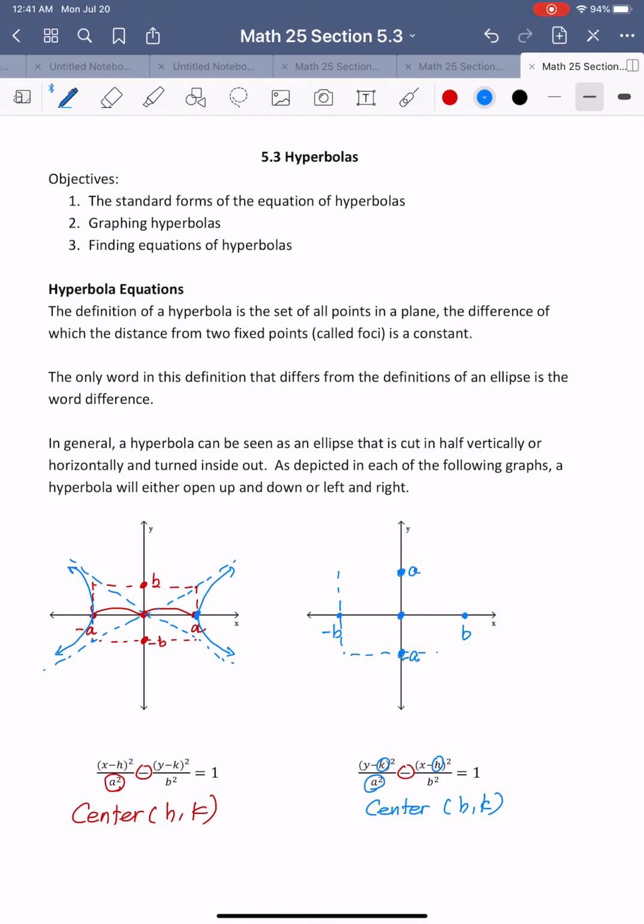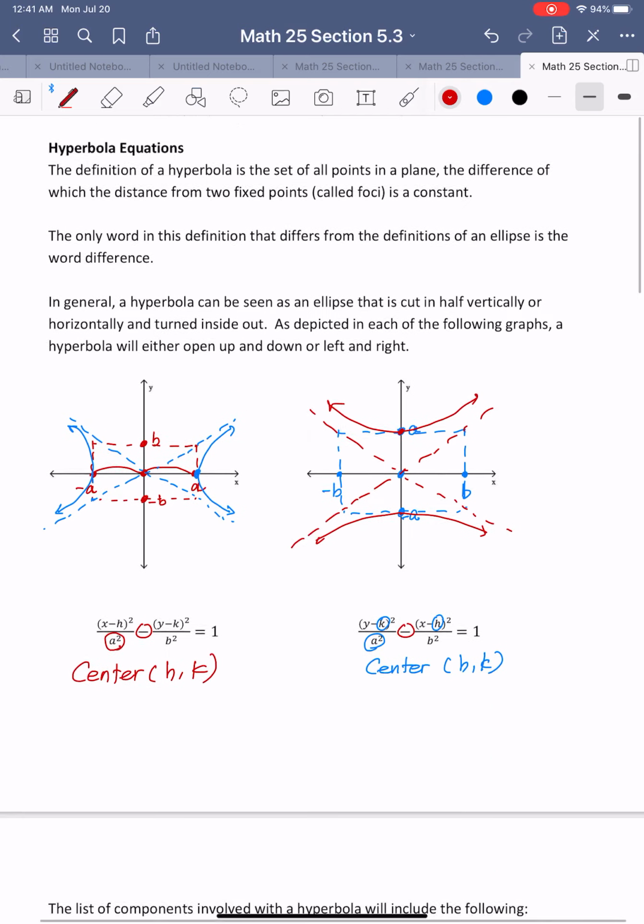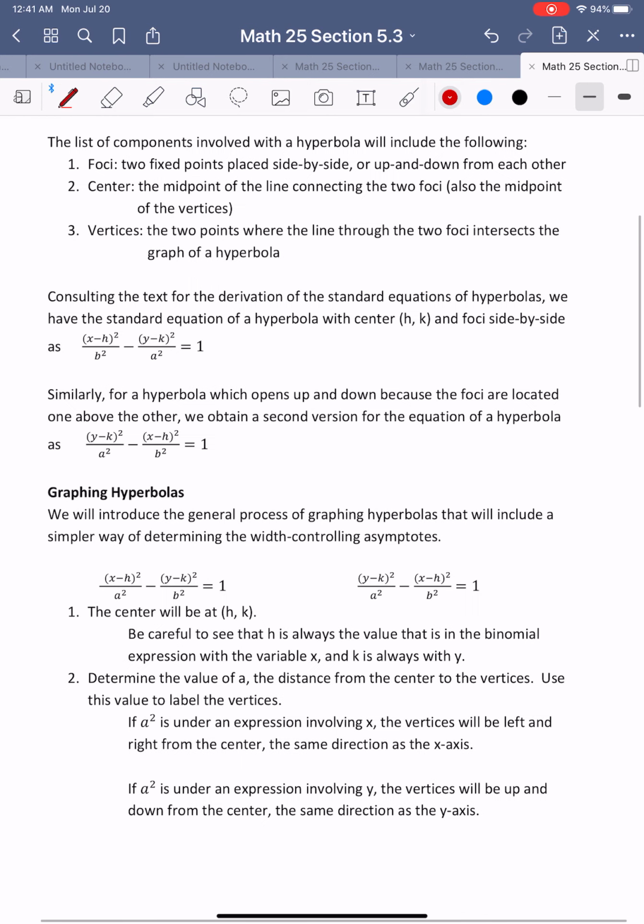Go through those a and b points, and then you can make the diagonal dashed lines. Then your hyperbola moves away from the vertices, so your graph should go this way. So the asymptote is very important in this case. Alrighty, next page.